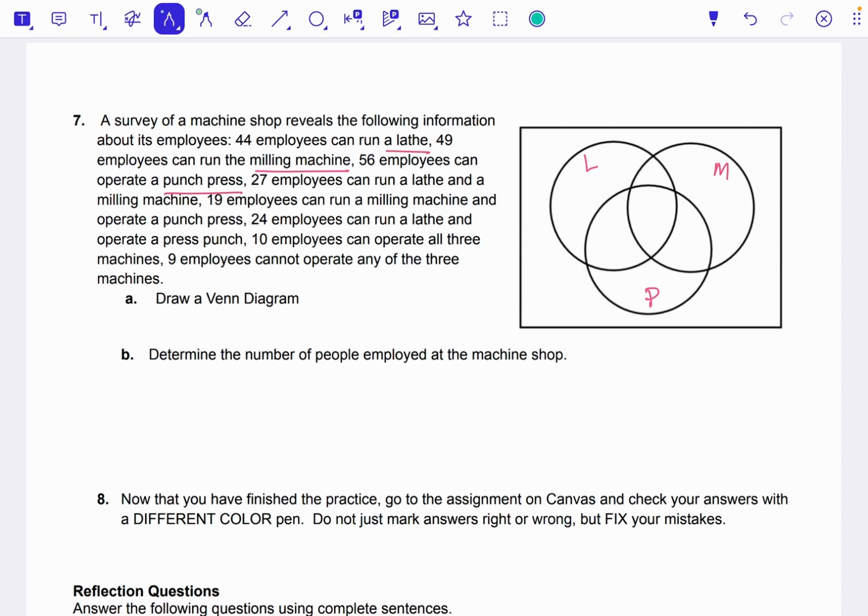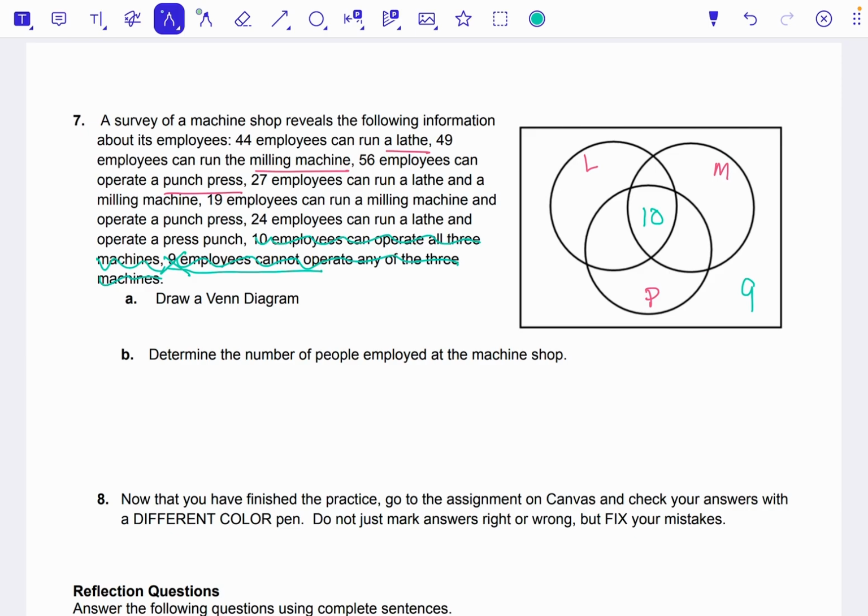If I notice, and I'm working backwards, 9 employees cannot operate any of these machines. So 9 employees can't do any of this. So there's a 9 on the outside. So we're going to cross off that 9. We've dealt with that. Scribble it out. 10 employees can operate all 3 machines. So that would be the 10 in the middle. We've dealt with that. Cross it off.